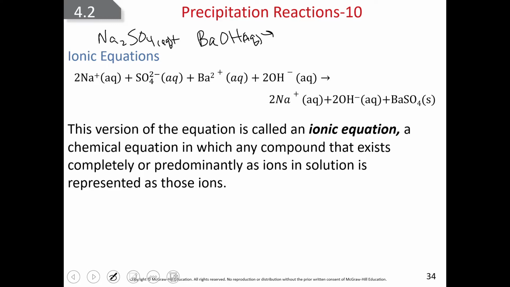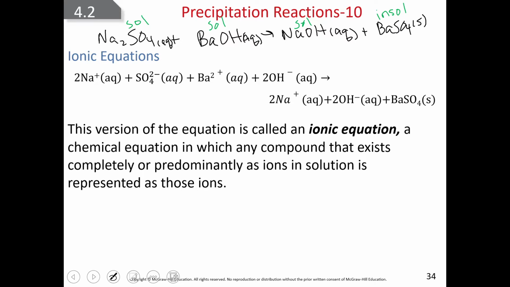Yields sodium hydroxide and barium sulfate. Okay, so that's our original equation. Now, if we go to our solubility rules, we can see that sodium sulfate is soluble, barium hydroxide is soluble, sodium hydroxide is soluble, and barium sulfate is an insoluble solid.